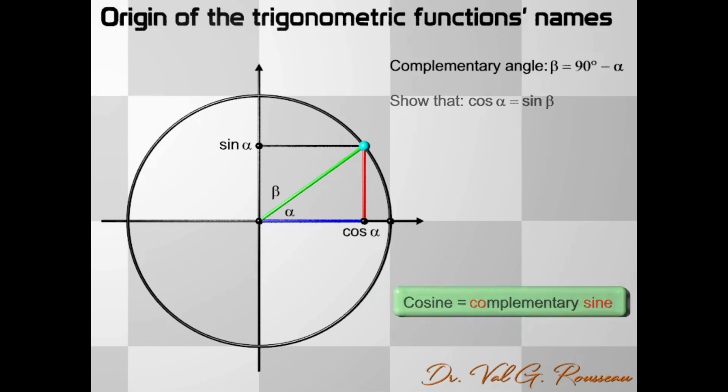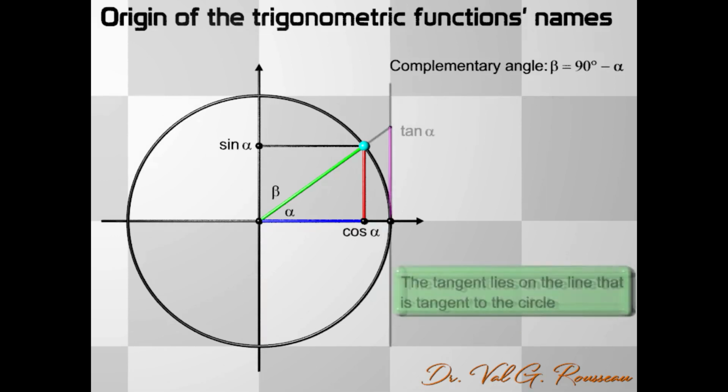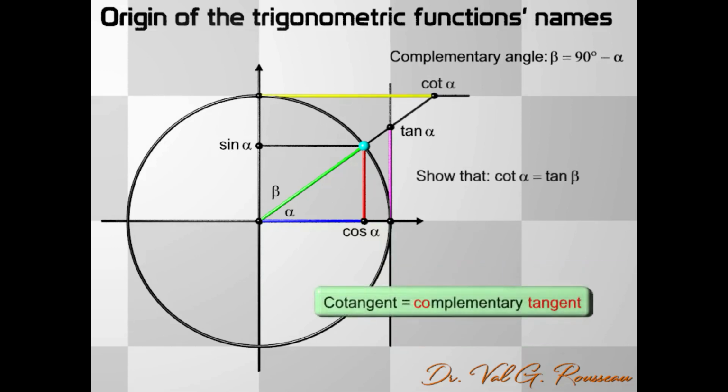For the tangent, you probably already guessed it the first time we made a graphical representation of it. The tangent is called tangent because it lies on the line that is tangent to the circle. And now, I'm sure that you can guess where the name cotangent comes from. The cotangent is equal to the tangent of the complementary angle, and the name is just the contraction of complementary tangent.